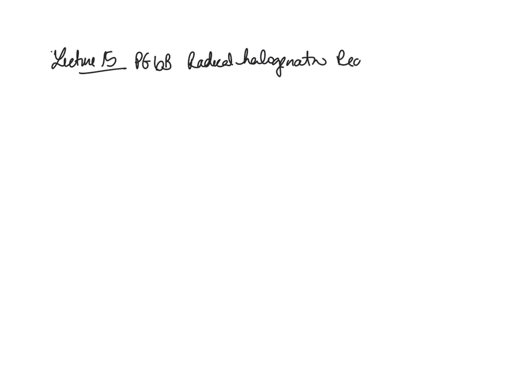Welcome to lecture 15. Today we'll be working POGL exercise 6B called Radical Halogenation Reactions. This is page 73 in your POGL book.